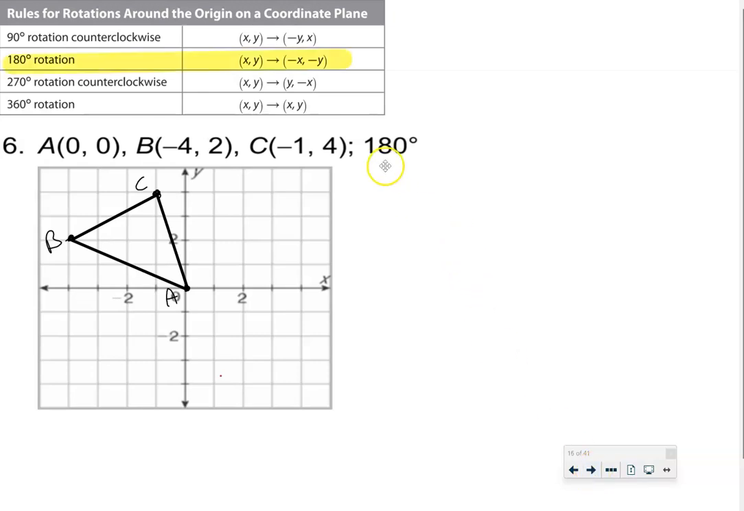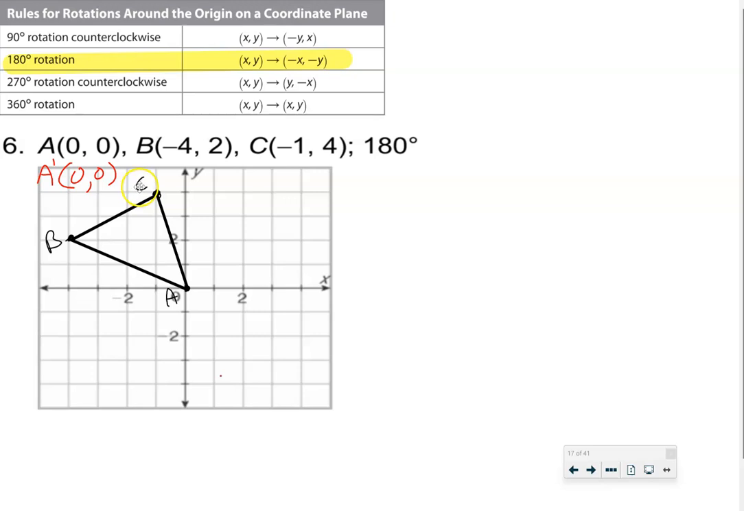Now, this one we want to do 180. I meant to highlight this right here, but we're going to do 180 right here. And with that, we're going to swap each. No, actually, we're not. We're not going to swap. We're just going to change the signs. So again, with A prime, you can't change the sign of 0 because it doesn't have a sign.